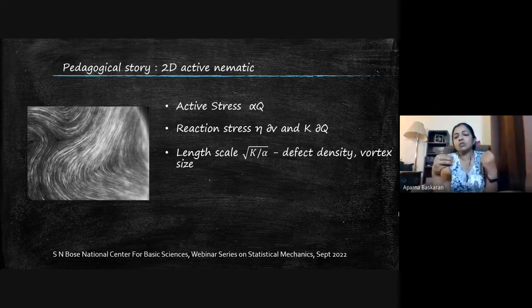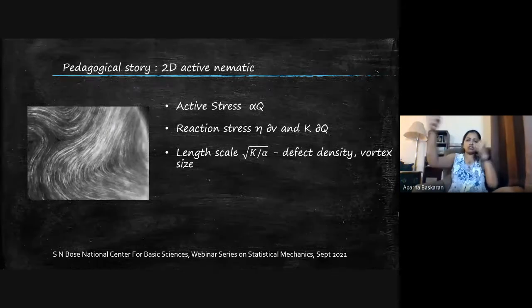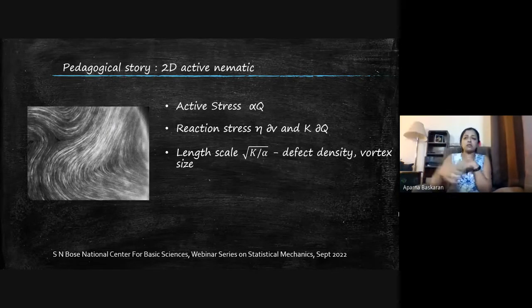That length scale is square root of k over alpha, where k is the strength of nematic elasticity and alpha is the strength of the active stress. And this is the relevant length scale that shows up in anything you can measure. If you decided to measure how many defects are there in my system and ask what is the separation between the defects, that will be this length scale.